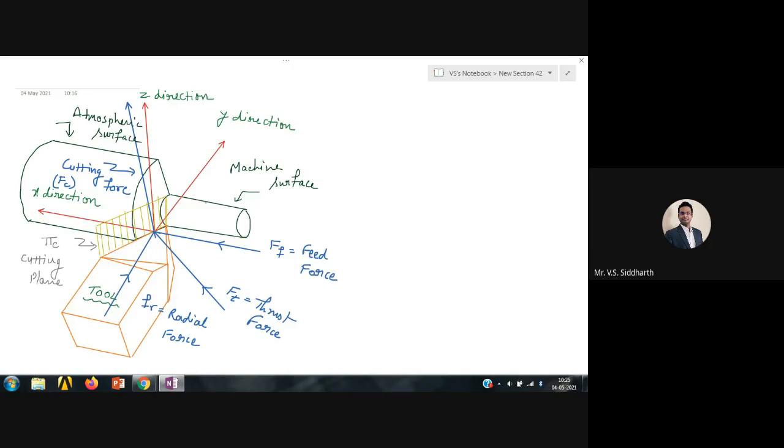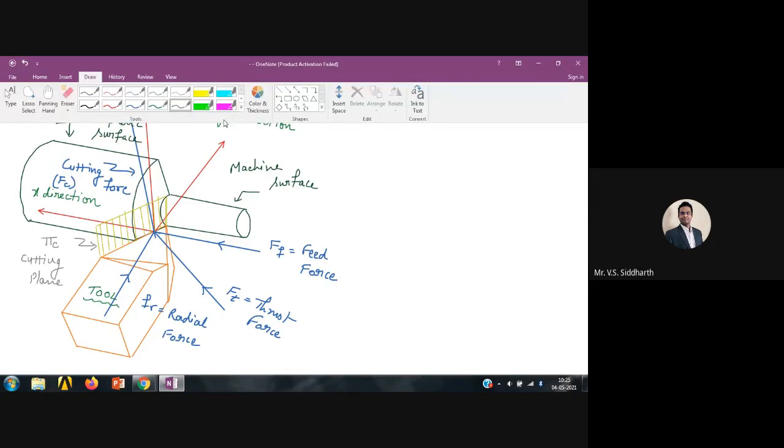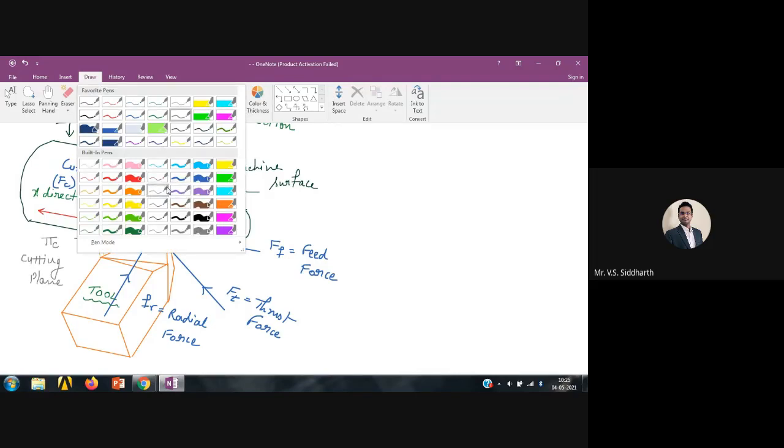Sheikh is not there today. Not cutting. Yes, cutting plane. I thought you wrote cutting edge. Sheikh is not there today. Mr. Sheikh.